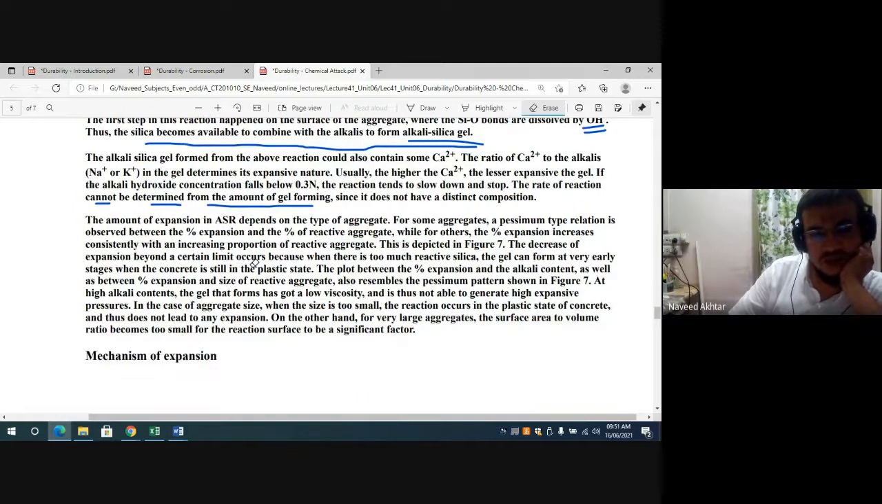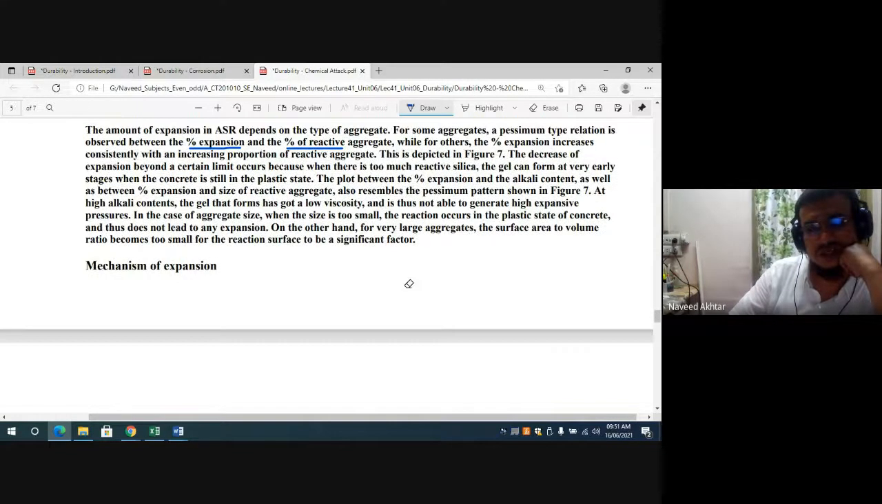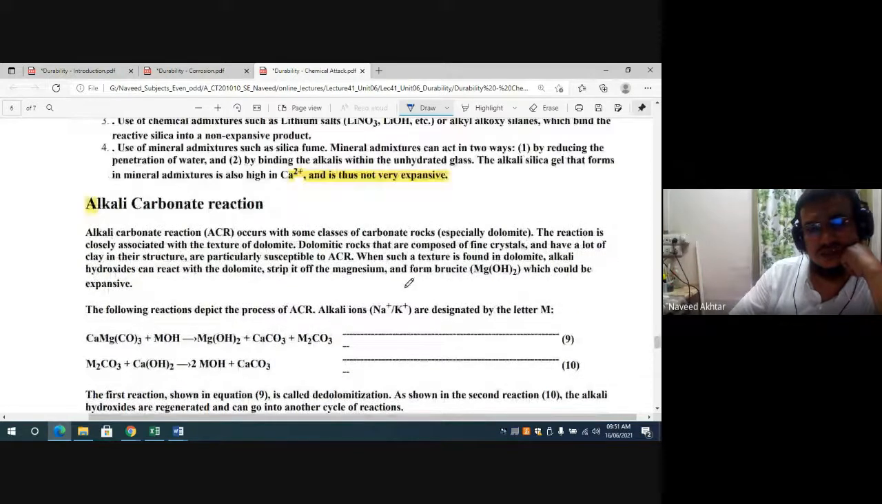So the amount of expansion in an alkali silica reaction depends on the type of aggregate. For some aggregates, a pessimum type relation is observed between the percent expansion and the percent reactive aggregate, while for others, the percent expansion increases consistently with an increased proportion of reactive aggregate. You can see this depicted in figure number 7.